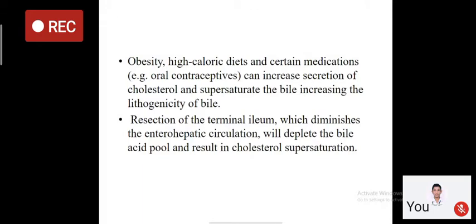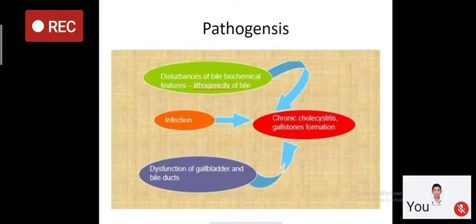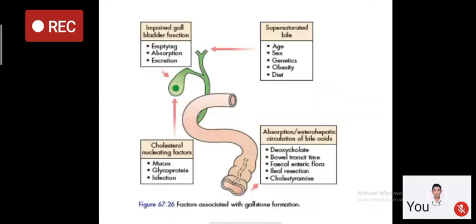Obesity, high caloric diet, and certain medications like oral contraceptives can increase the secretion of cholesterol and supersaturate the bile, increasing the lithogenicity of the bile. And resection of the terminal ileum, which diminishes the enterohepatic circulation, will deplete the bile acid pool and result in cholesterol supersaturation.